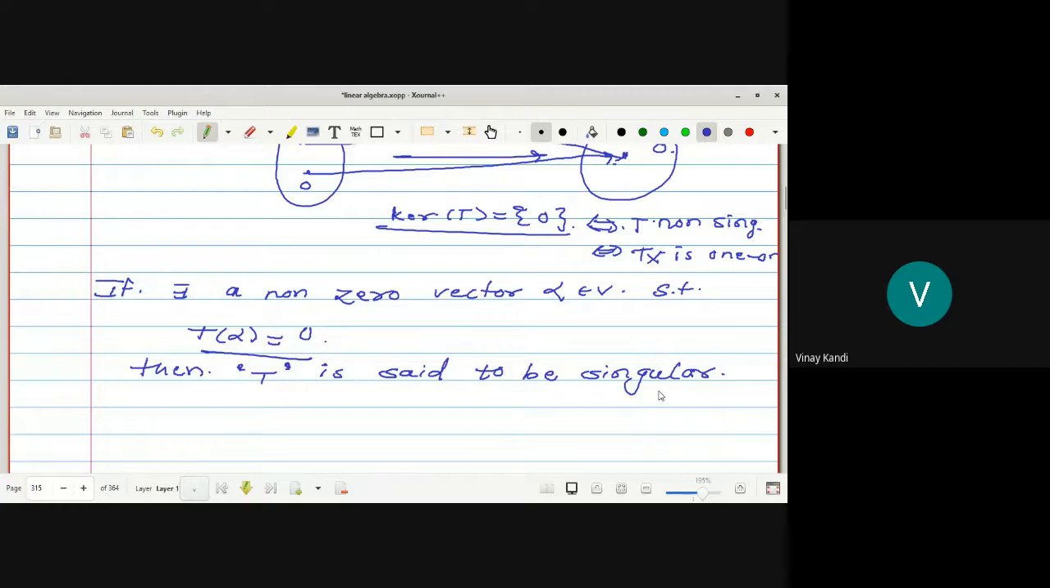Okay, now some notes are there. Get first note.